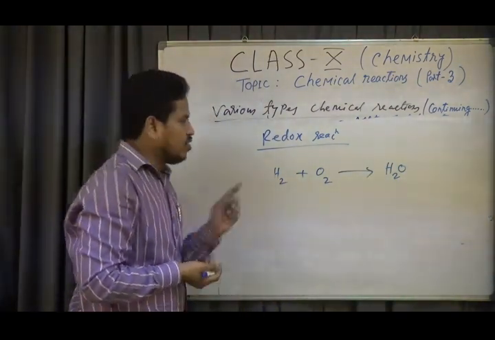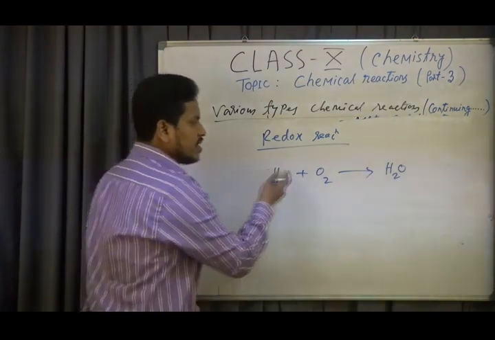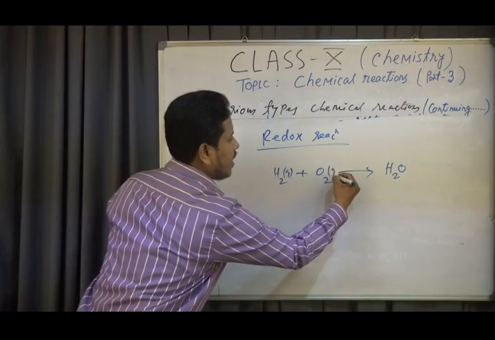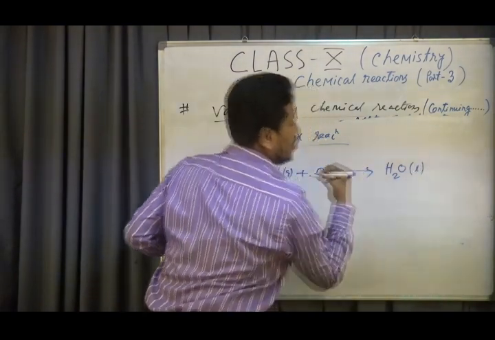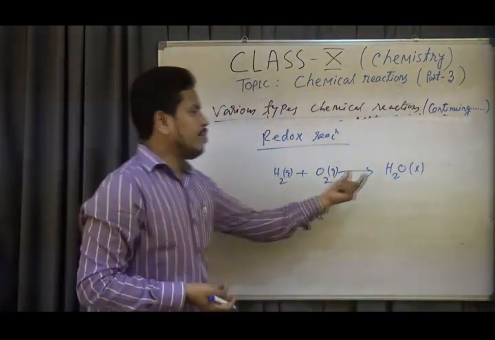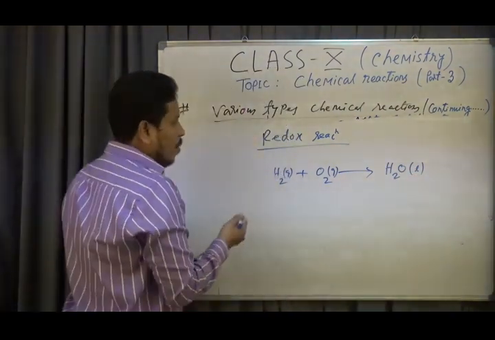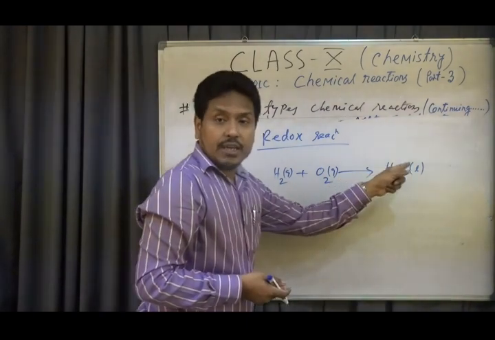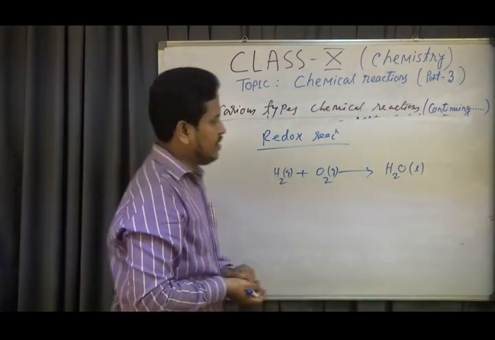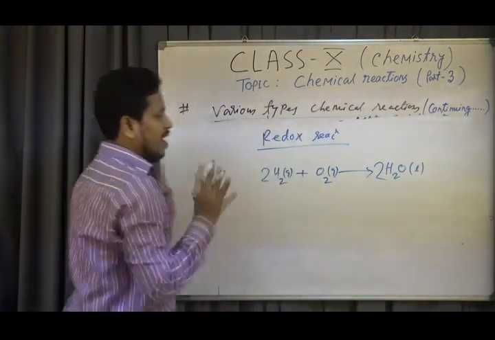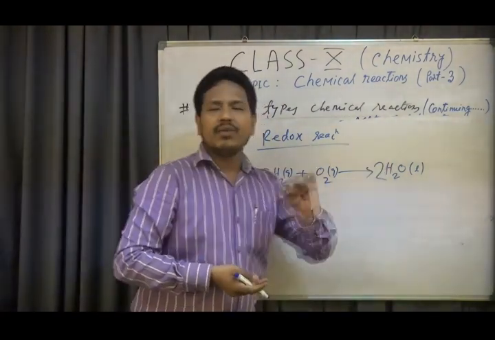I am repeating again, this is not the correct equation. Why? The physical states of the reactants and products must be written: hydrogen gaseous, oxygen gaseous, water liquid. If it is water vapor, then gaseous can be written if water vapor is formed there. Followed by what to do? This is a skeleton equation, not balanced. What to do? Balancing. Look at this, twice hydrogen, twice water. Oxygen, hydrogen is balanced. So this is the balanced chemical equation.